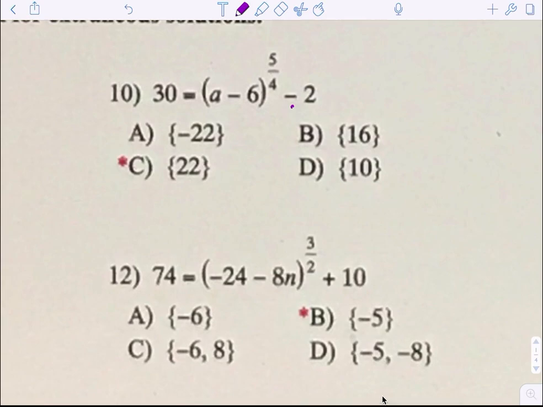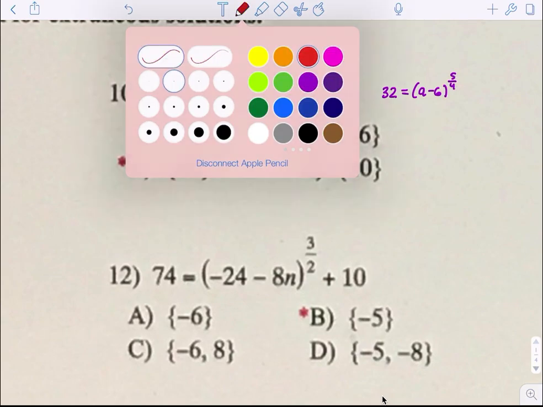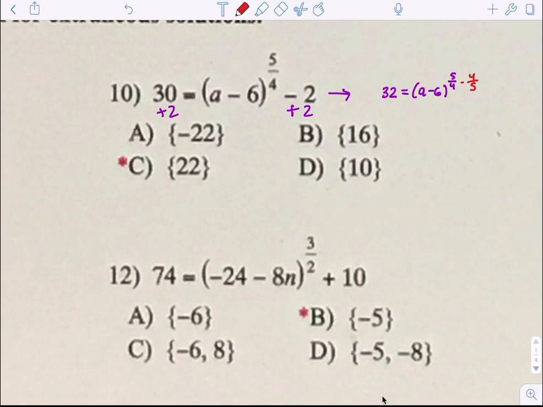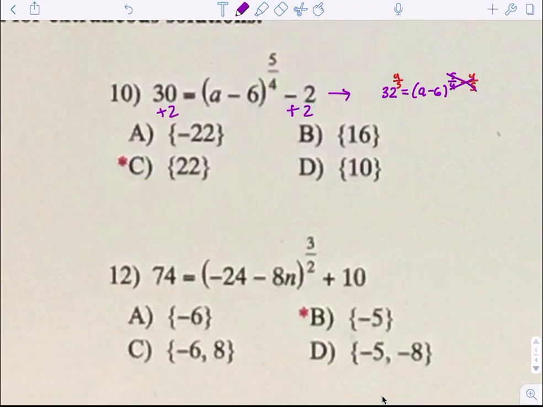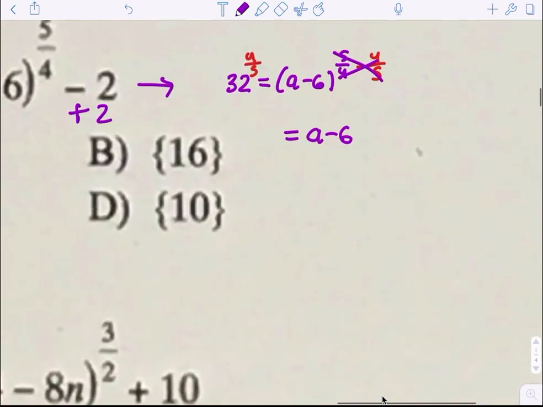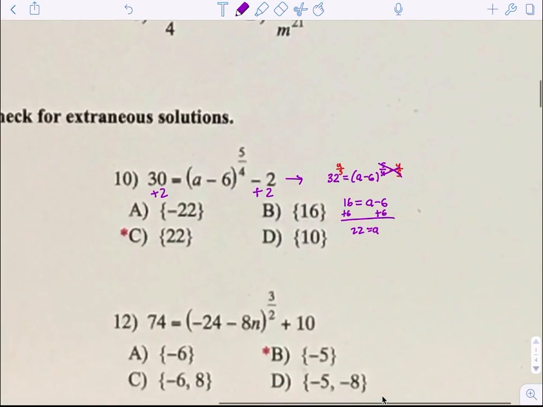Alright, 10. Add 2 to both sides. So 32 is equal to A minus 6 to the 5/4 power. Raise both sides to the 4/5 power. This cancels. So 32, you guys, to the 4/5 power is 16. So that's 16. And add 6 to both sides. 22 is equal to A. So your guys' answer is C, 22.